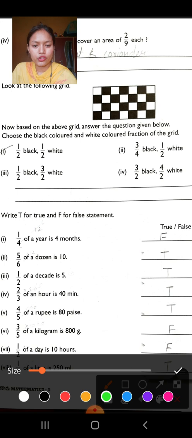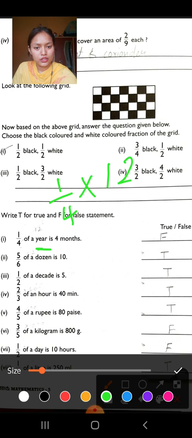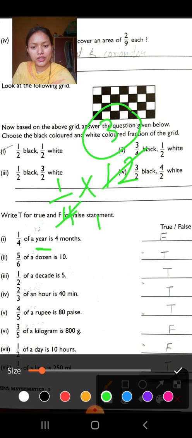As I have already told you, in the 'of' questions you have to multiply. So 1/4 of means multiplication. A year means 1 year. So in 1 year how many months are there? 12 months. We will write 12. So 4 1s are 4, 4 3s are 12. So what comes? 3 is the answer. But they have written 4. So it is incorrect. So it is false. You write false here.